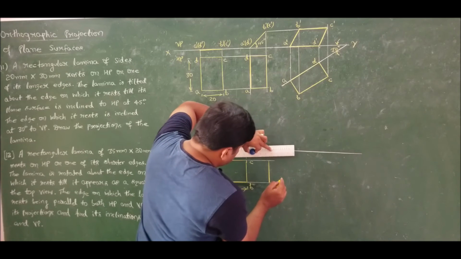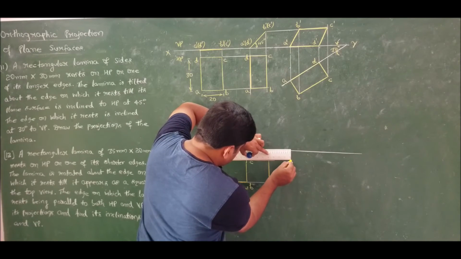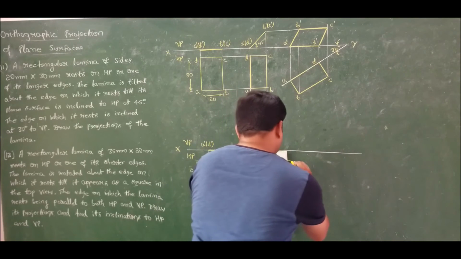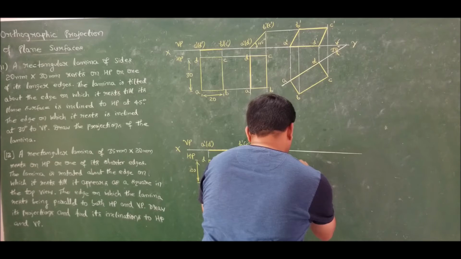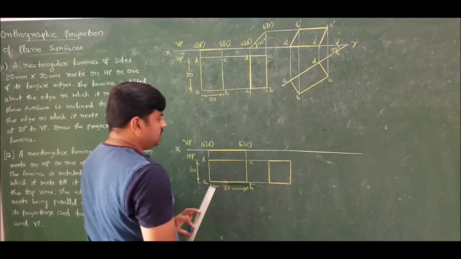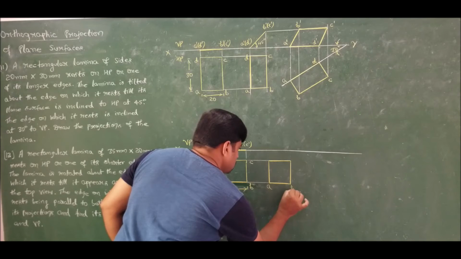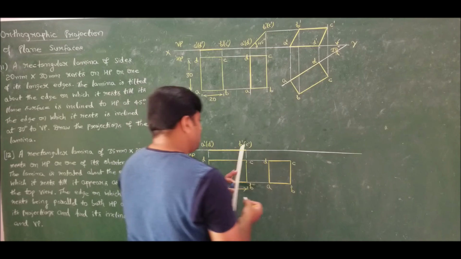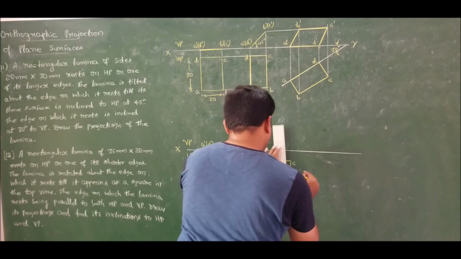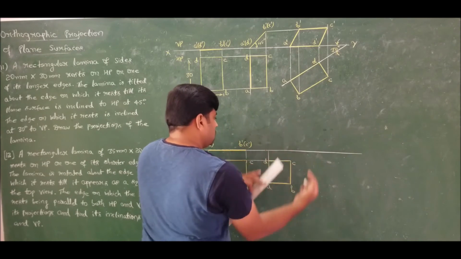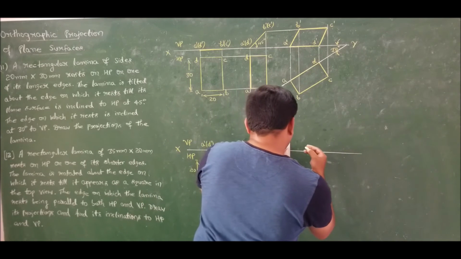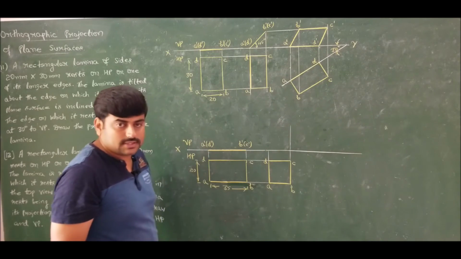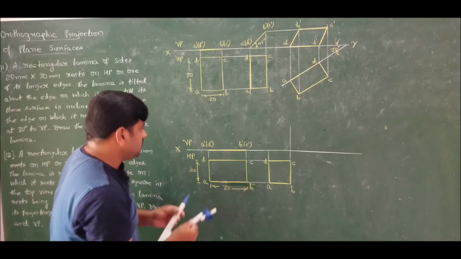20, 20, 20 and 20. Done. So this is A, B, C and D. Now take the projection. It rests on AD. Now it should be tilted towards the edge BC, so extend BC upwards. Now from the compass you measure.